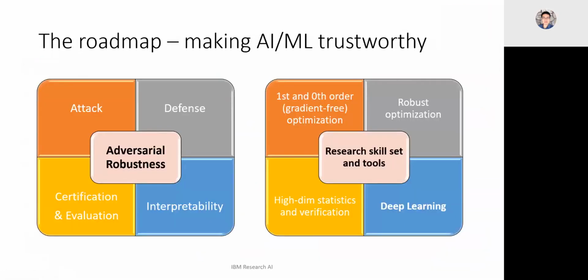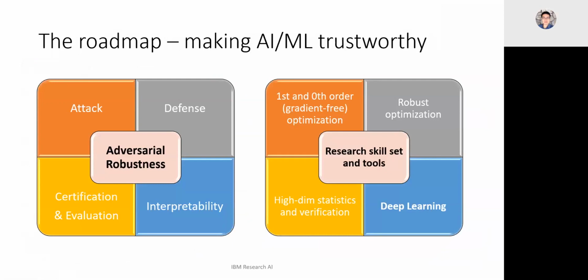So here is the roadmap of making AI or machine learning models trustworthy. As I mentioned, there are many topics under adversarial robustness. There are attacks: how you find the vulnerabilities of your AI models. There are defenses: how you improve the robustness of your AI model and also detect adversarial inputs. And certification and evaluation: basically how you certify whether your model and your input are robust or not, and how you provide a formal evaluation of the robustness of your AI model. And there is always the interpretability angle of adversarial examples, because eventually the existence of adversarial examples can be explained by the lack of interpretability of our AI systems. For example, my colleague Sijia Liu is an expert in this field.